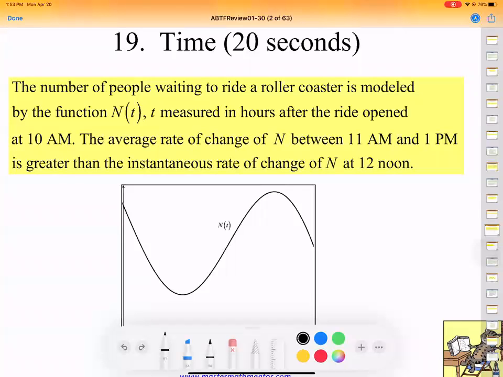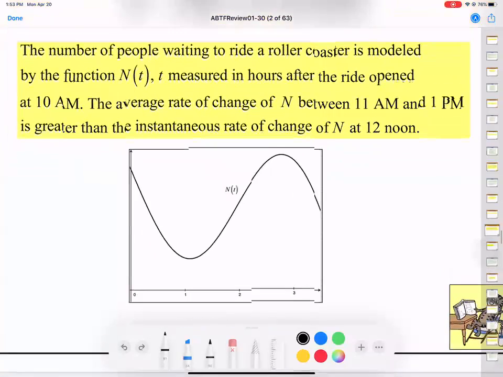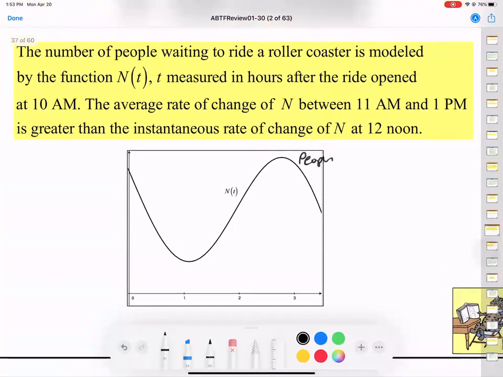Okay, number 19. The number of people waiting to ride a roller coaster is modeled by the function N of t, which is given here. That's our graph, and this is the number of people. T is measured in hours after the ride opens at 10 a.m. The average rate of change of N between 11 and 1, it's 11, 12, 1, is greater than the instantaneous rate of change at noon. So here's noon here.